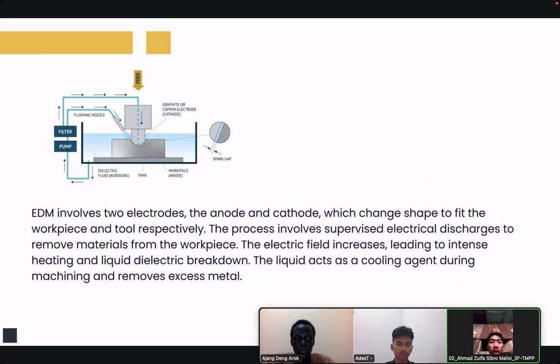EDM involves two electrodes, the anode and cathode, which change shape to fit the workpiece and tool respectively. The process involves controlled electrical discharge to remove material from the workpiece. The electric field increases, leading to intense heating and dielectric breakdown. The liquid acts as a cooling agent during machining and removes excess metal.